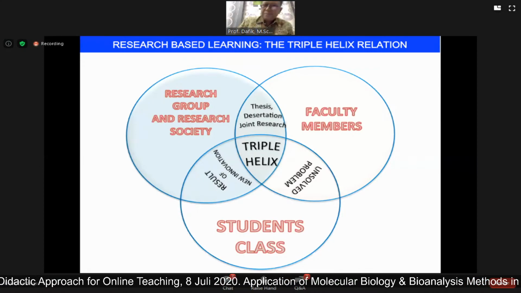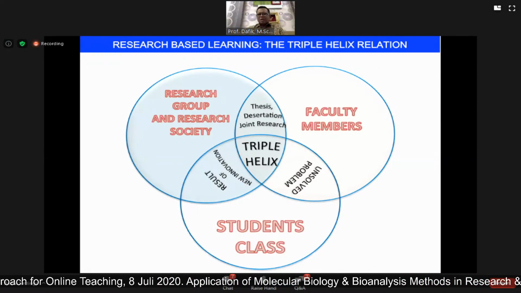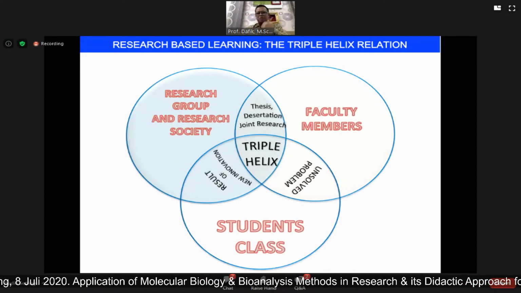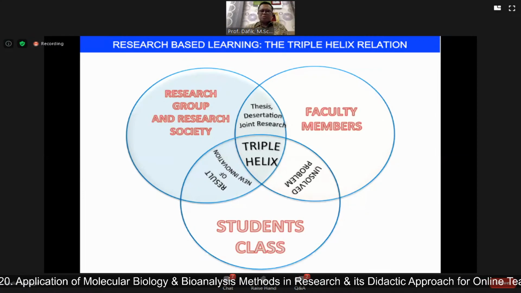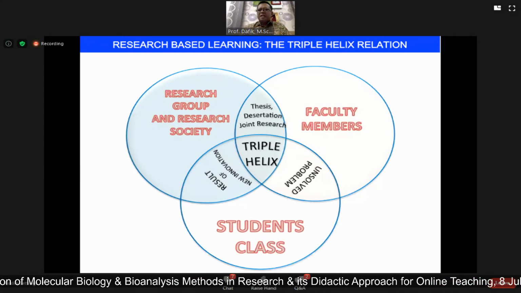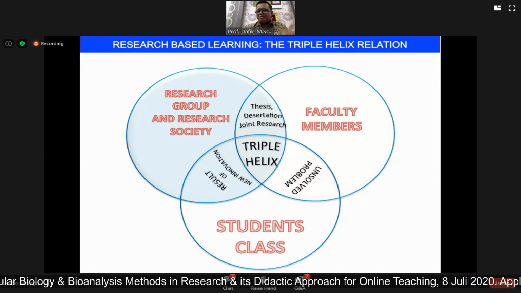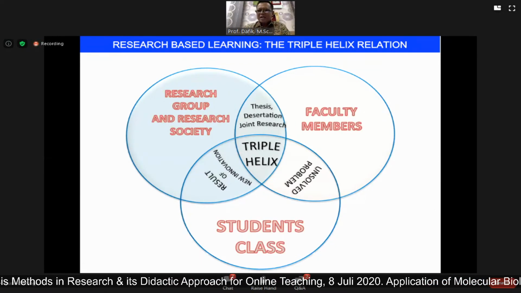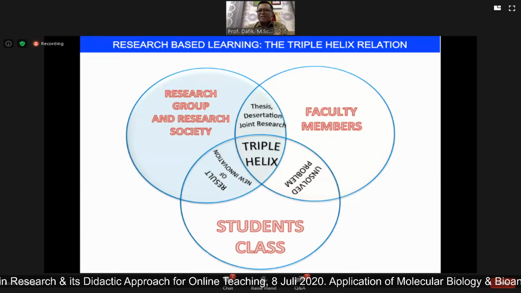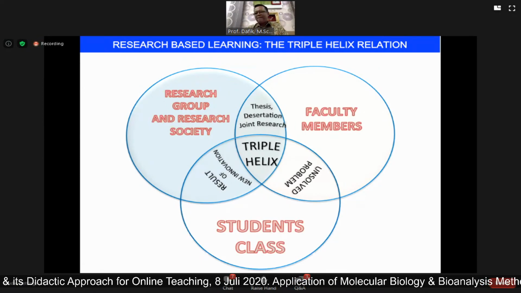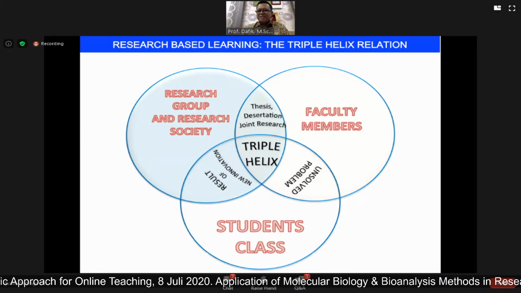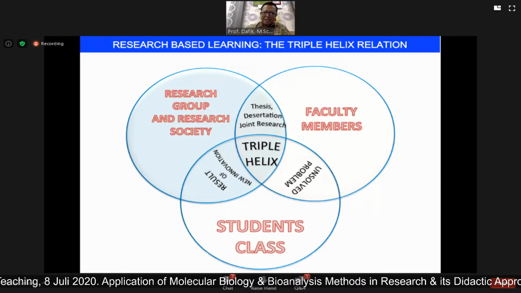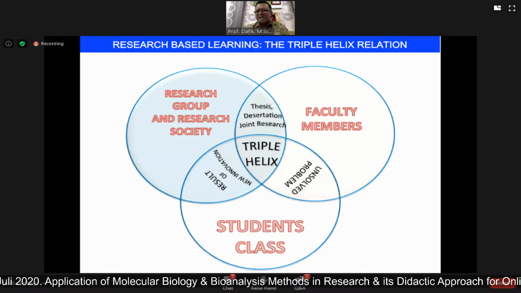So what is research-based learning that we should perform, and we should know? I believe universities abroad, especially in Germany, the UK, and Australia, are already aware of this. So there is a triple helix relation. First of all, faculty members, of course. Second, students in the class. And the third, the most important, is the research group and research society. This is very important to deal with productivity, either in publication, in book writing, in scientific research, as well as in the classroom.